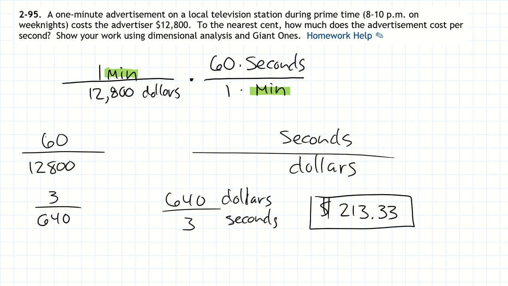A recommendation is that you jump through the remaining sections of the chapter and find and highlight the problems that involve rates and giant ones, and go through and review those for the test that's coming up. So again, go through the rest of the chapter, find those problems that use these ideas, and make sure you understand what's happening with those.